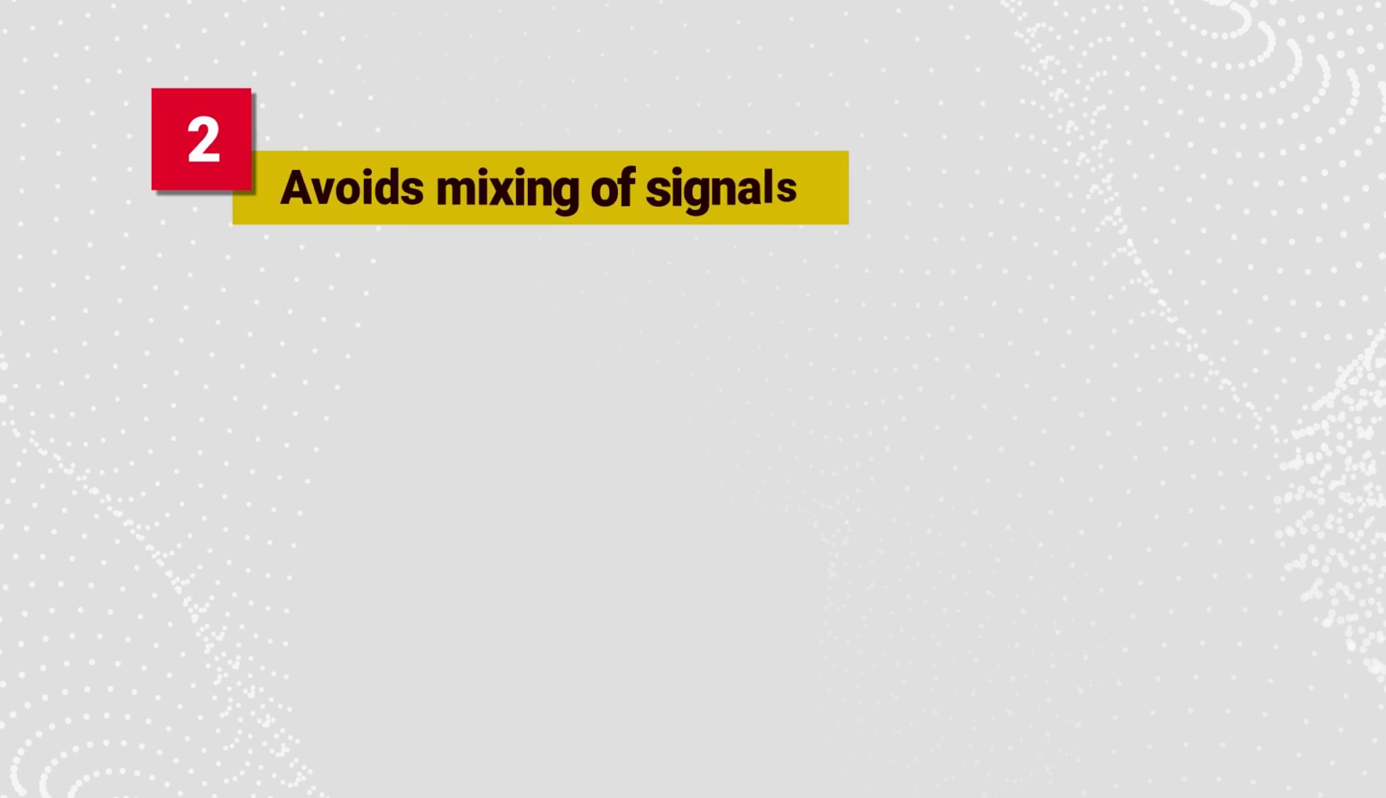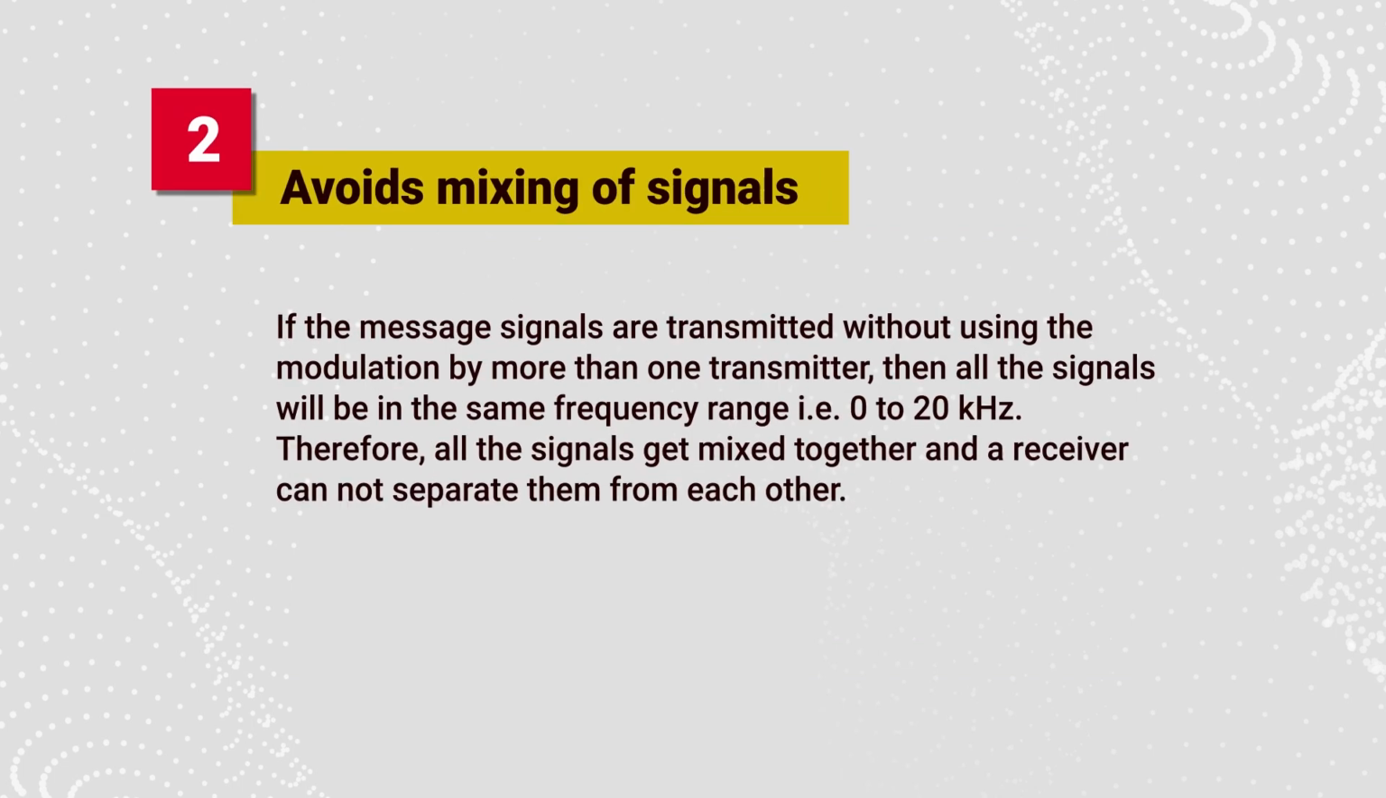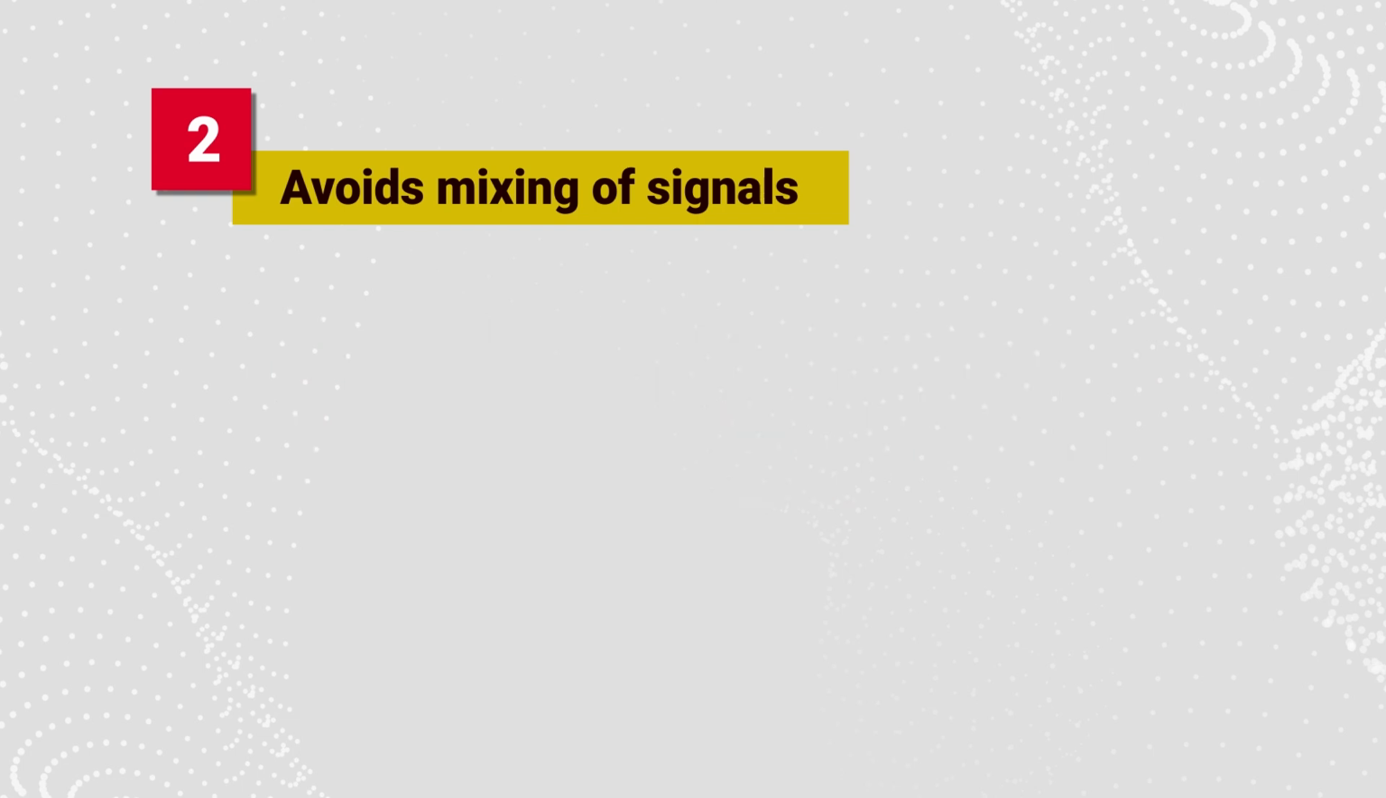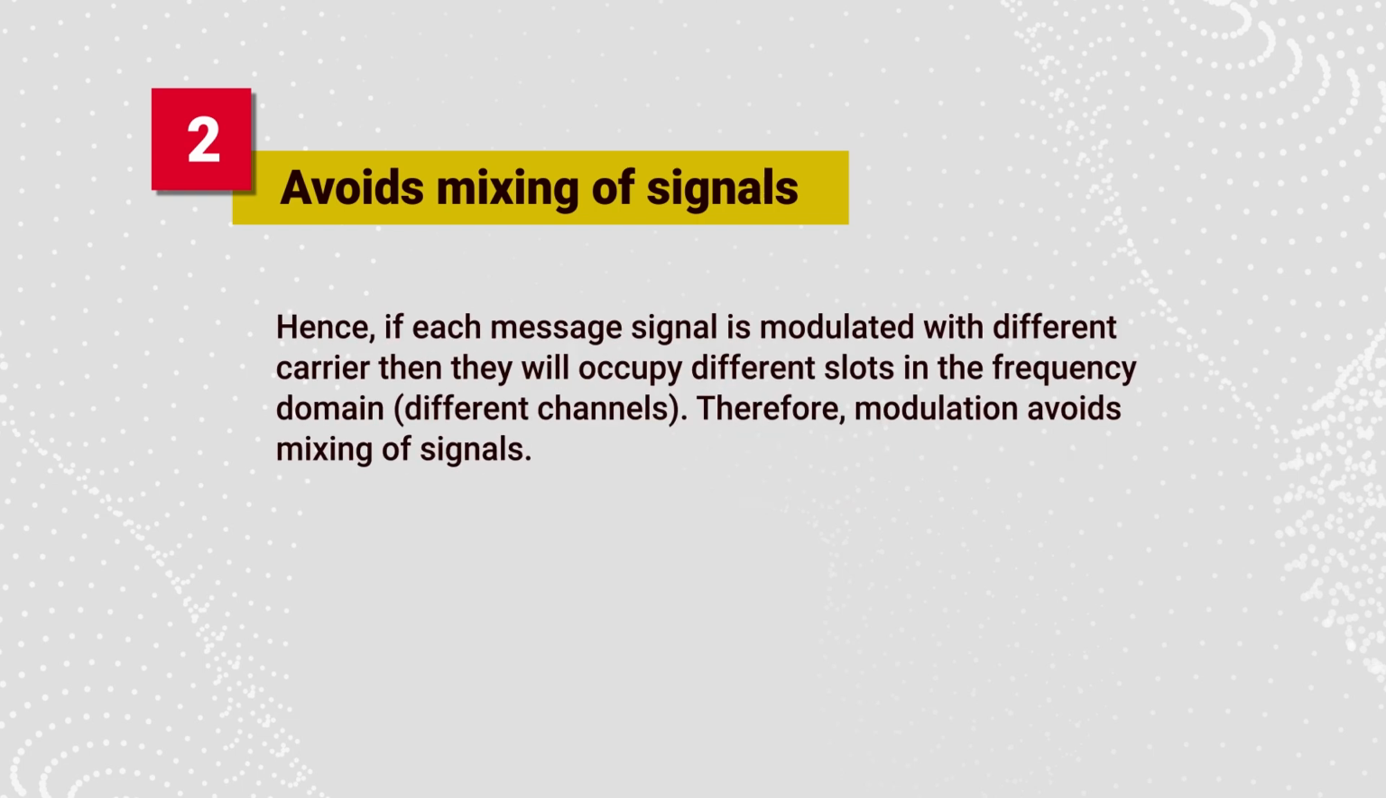Now, the second one is avoid mixing of signals. If the message signals are transmitted without using modulation by more than one transmitter, then all the signals will be in the same frequency range, that is from 0 to 20 kilohertz. Therefore, all the signals get mixed together and a receiver cannot separate them from each other. Hence, if each message signal is modulated with a different carrier, then they will occupy different slots in the frequency domain, and therefore modulation avoids mixing of signals.